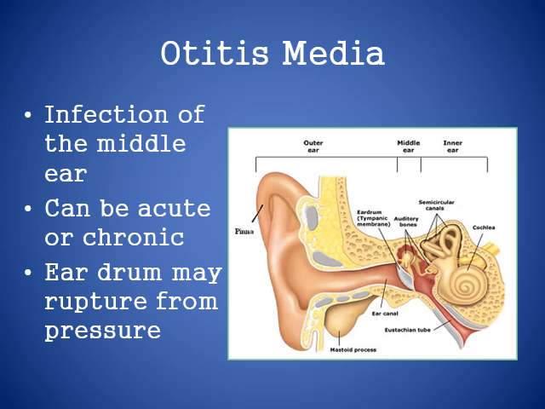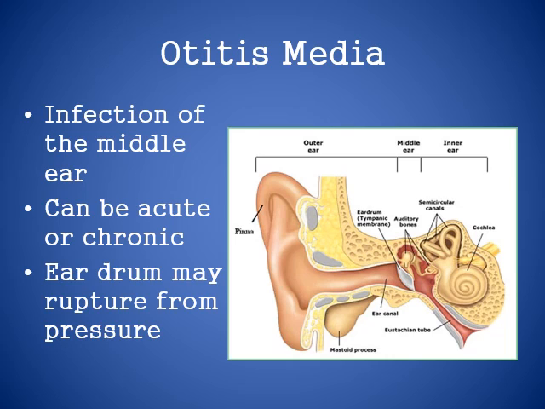Okay, so otitis media, also known as ear infections. Children are more prone to ear infections than adults because of the placement of their eustachian tubes. They tend to be more horizontal, which doesn't facilitate well for drainage of fluids.